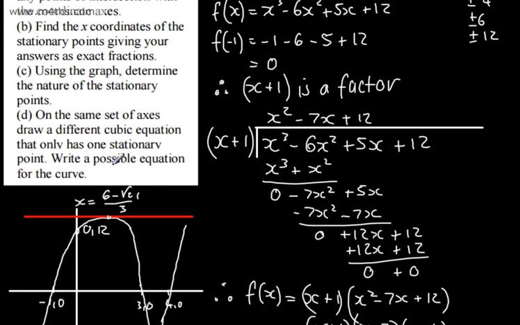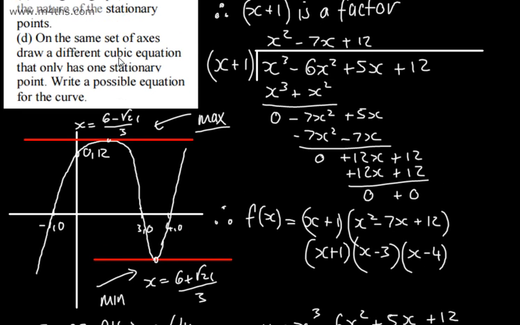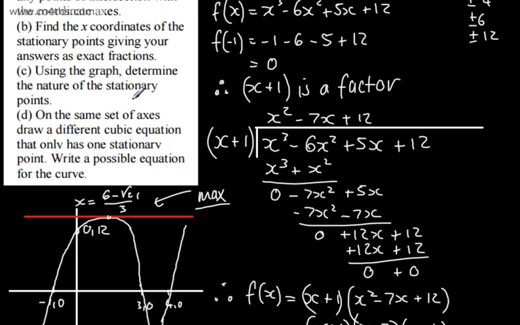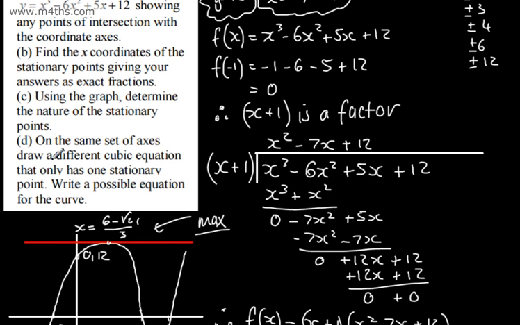Quite clearly from this, we can see that this one right here is going to be a max. We've got positive, positive, positive, 0, and then negative, negative, negative. Then this one right here is going to be a minimum. We've got negative, negative, negative, 0, and then positive, positive, positive. We were doing this graphically, we weren't finding the second derivative. It just says using the graph determine the nature. Right, it's a maximum, and that is a minimum.